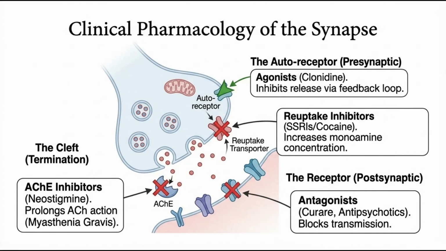Exactly. By stimulating this presynaptic alpha-2 receptor, clonidine tricks the neuron into thinking there's too much norepinephrine out there, so it shuts down its own release. That's why we use it to treat high blood pressure. It turns down the sympathetic nervous system's output.